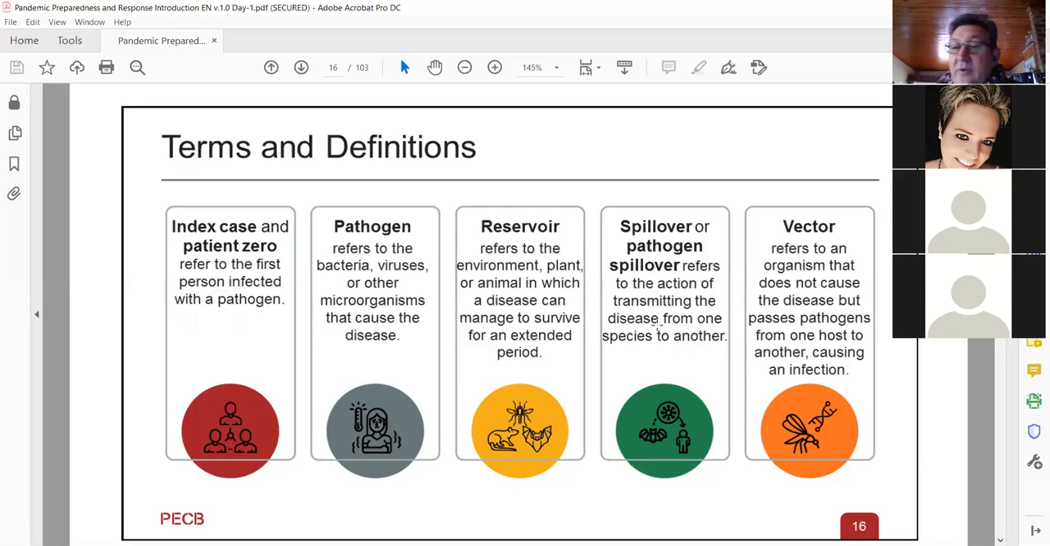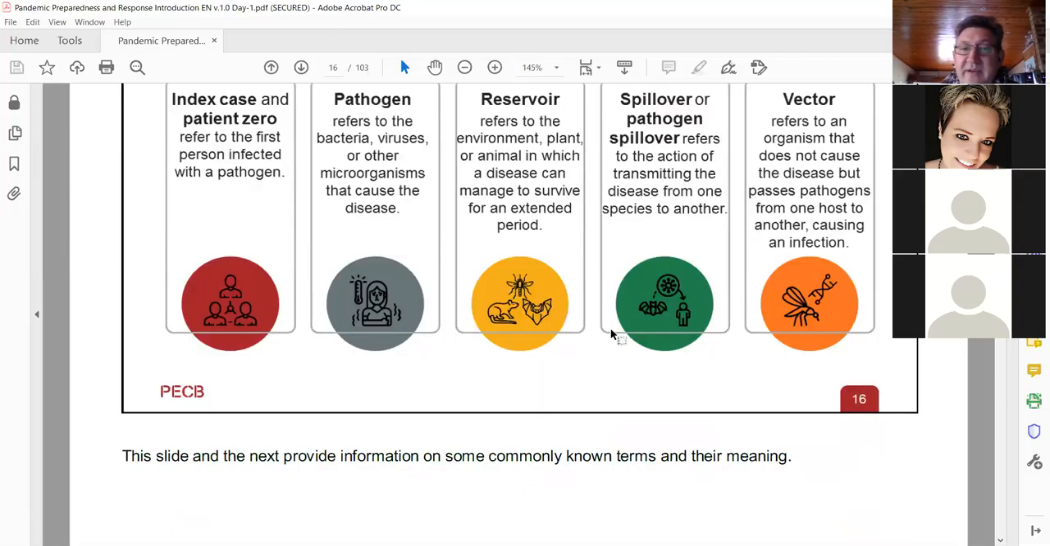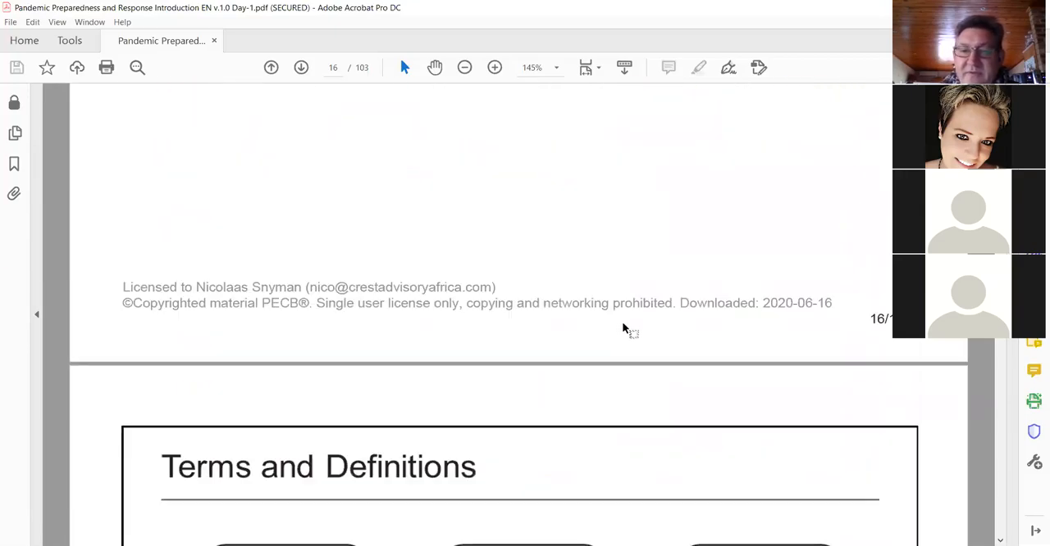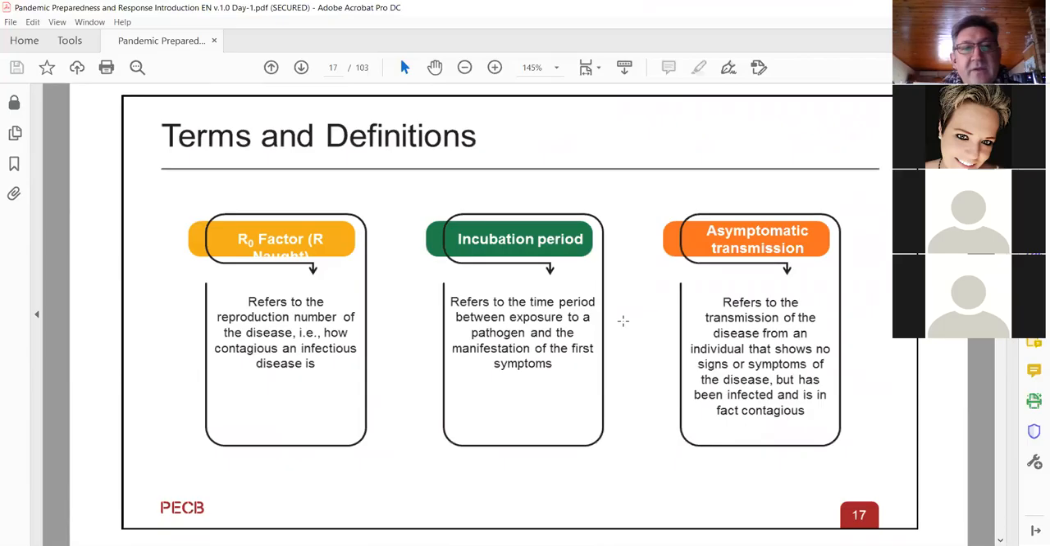an organism that does not cause the disease, but passes pathogens from one host to another, causing an infection. And we can see this also with malaria and those kinds of things. Terms and definitions, sorry, are R naught, or the R factor, and then incubation period and asymptomatic transmission. Firstly, R naught. What does it mean?